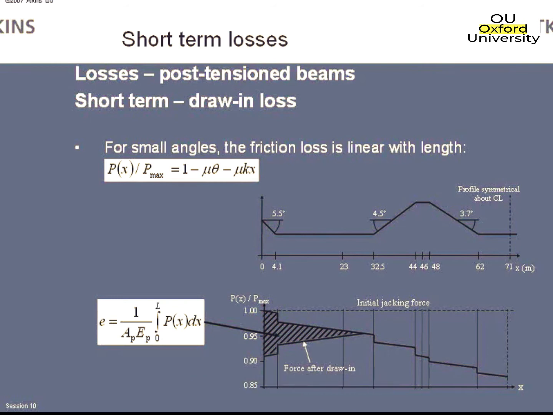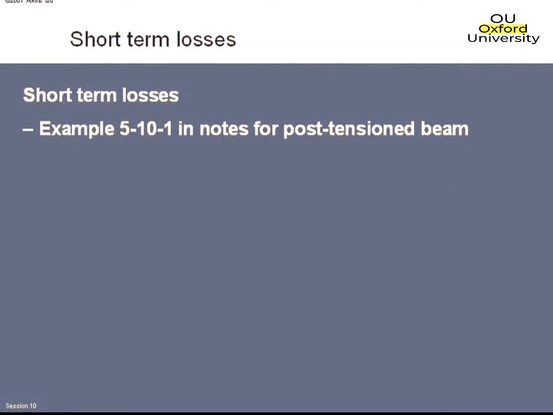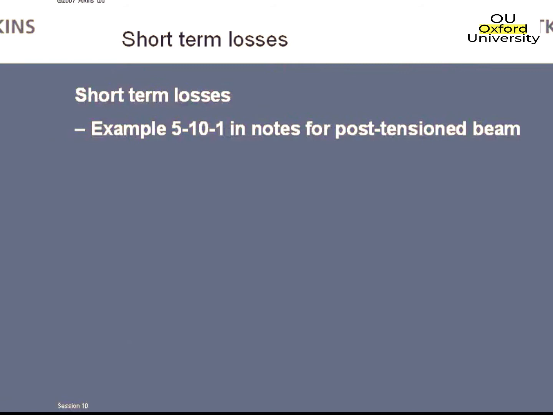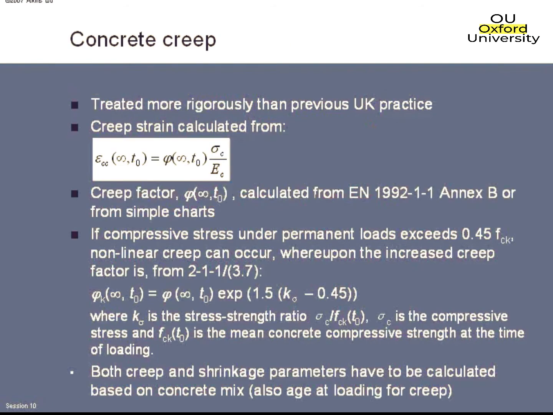Again, there's nothing new here, but this is just the way we see things being used with the Eurocodes. I don't think you have it in a handout, but if you go onto the Bridges site or into the books, example 510.1, the first example in section 510, goes through and calculates all of those short-term losses that we just talked about for a typical draped cable. So that's short-term losses.